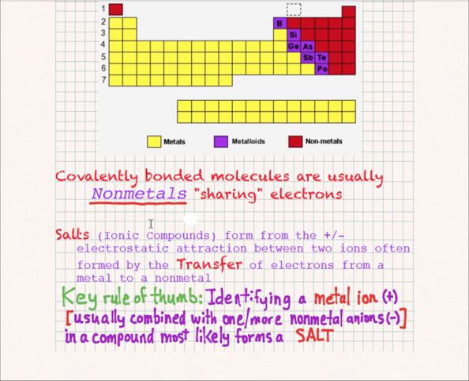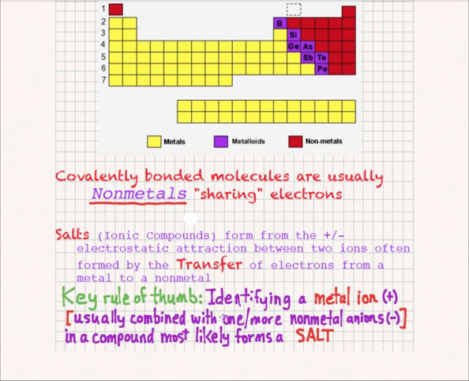Salts, as compared to molecules, are formed when the ionic bonds between a positive and negative ion attract each other. A transfer of electrons, when I maybe make sodium chloride from sodium metal and chlorine gas.